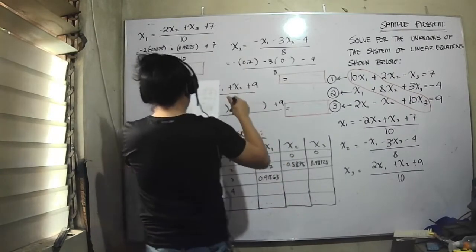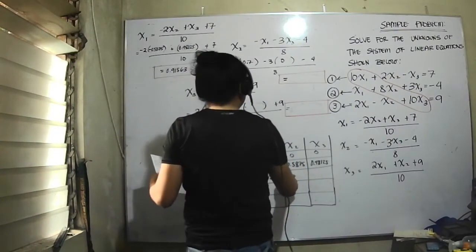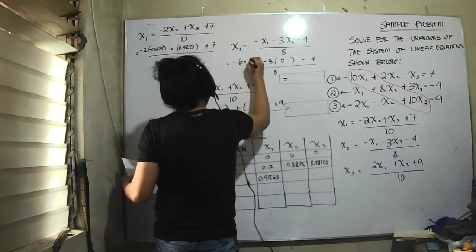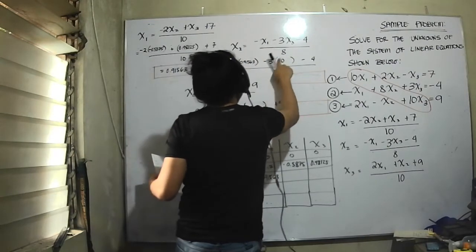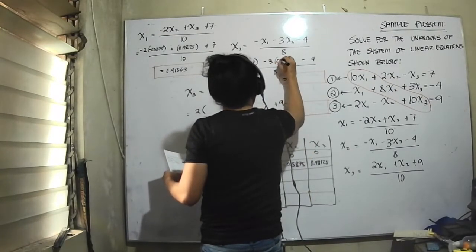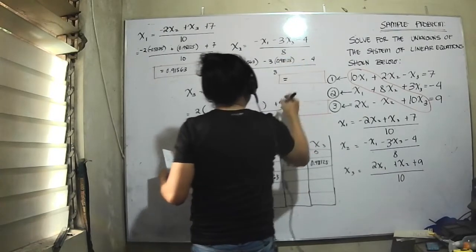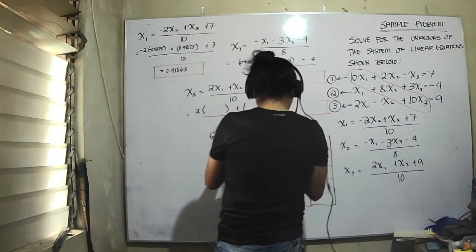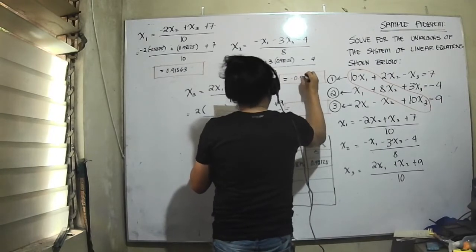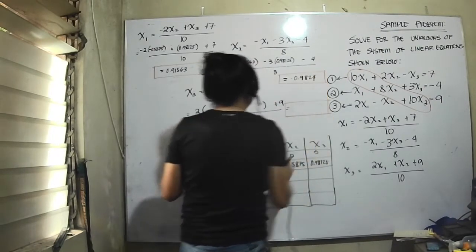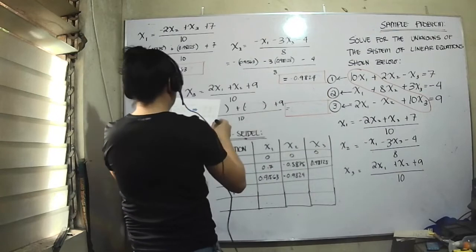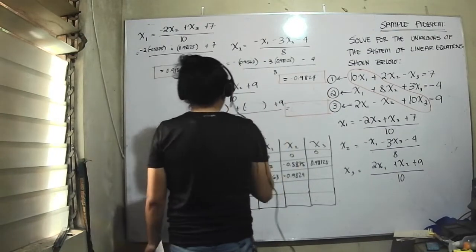Si x2 na po dayon diri, that should be equal to kani, this is 0.91563. Kani din siya, si x3, that should be equal to 0.98125. Ang iyang ilabas na po na number dayon kay negative 0.9824. Okay? So, x3 na po din ta.